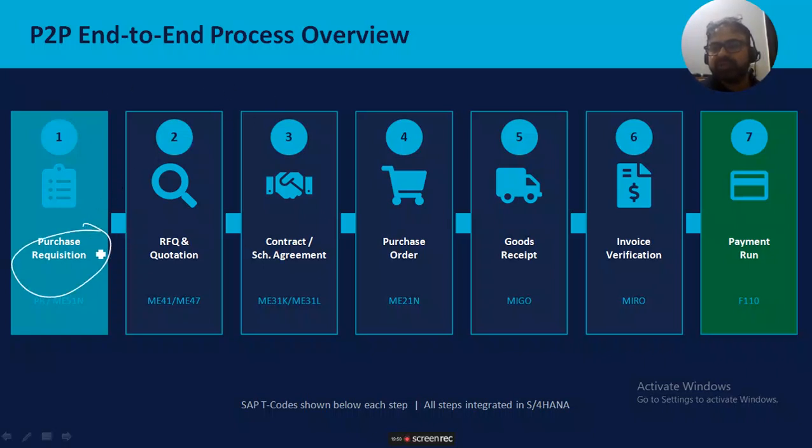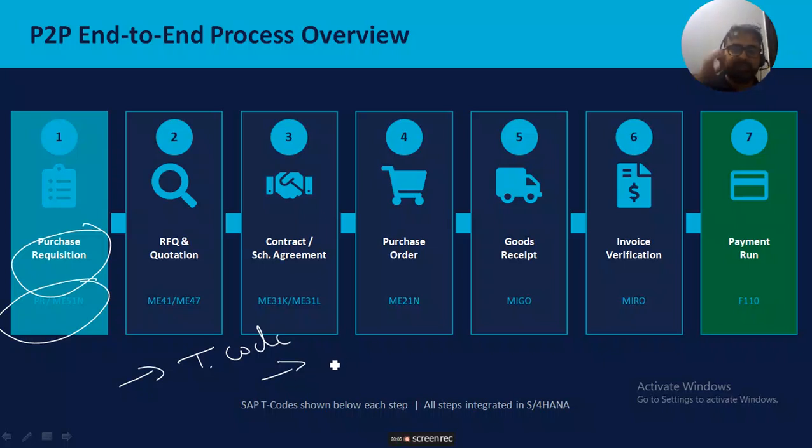Purchase requisition, guys, we use the transaction ME11. What is a transaction? It is nothing but a short T code, an execution T code, which we just mention in SAP. Once we put the T code, the system will pop up a screen where you maintain all the material details.